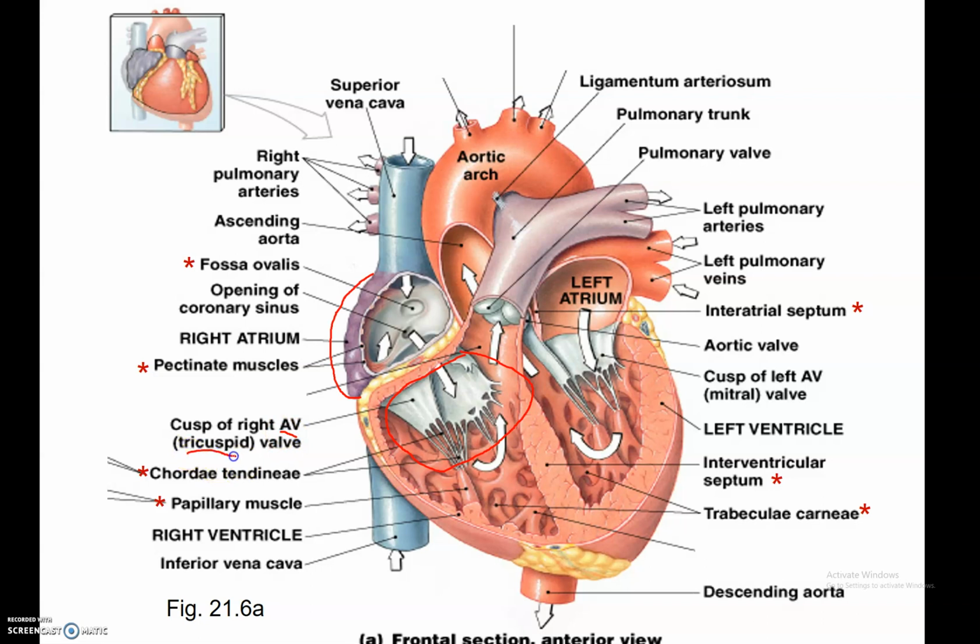It's also called the tricuspid valve because it has 3 different cusps into the ventricle. The tricuspid valve separates the right atrium from the right ventricle, and it controls backflow. So when you see the ventricle contracting, this valve snaps shut so that blood travels up here to the pulmonary arteries rather than flowing back into the atrium.